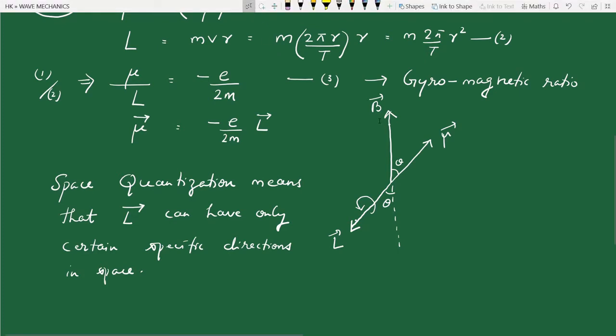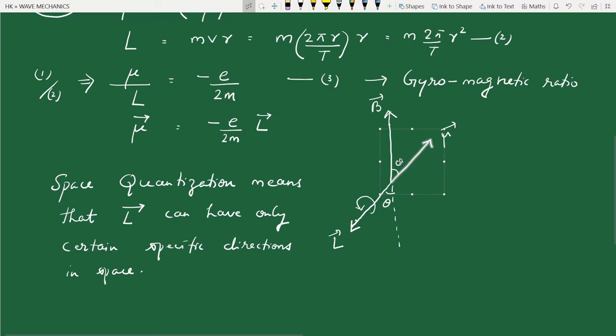So only when you apply an external magnetic field, what type of interaction is there? A magnetic interaction. Because of the orbital motion of the electron, we know that there is a dipole moment for the electron. This dipole moment will interact with the external field, and gets oriented with respect to the field direction.